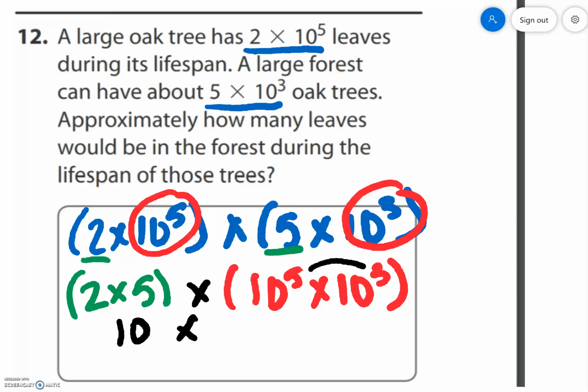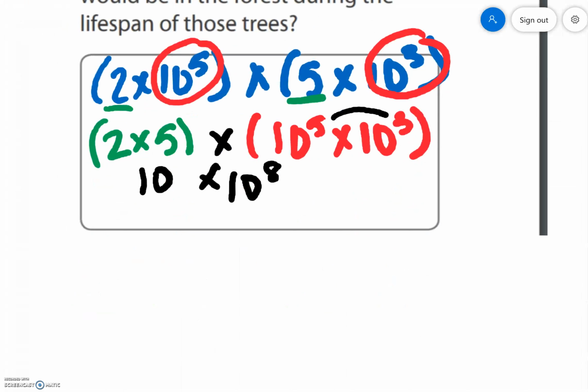Now, we're using our product of powers property, so we keep the base and add the exponent. 5 plus 3 is 8. We can't leave it like this because it's not written in proper scientific notation. We move the decimal 1 and add 1. So it is 1 times 10 to the 9th power.